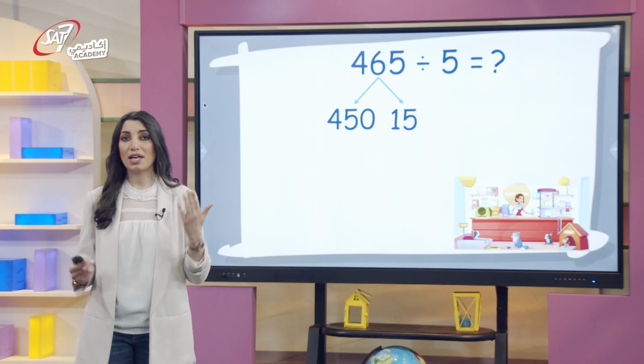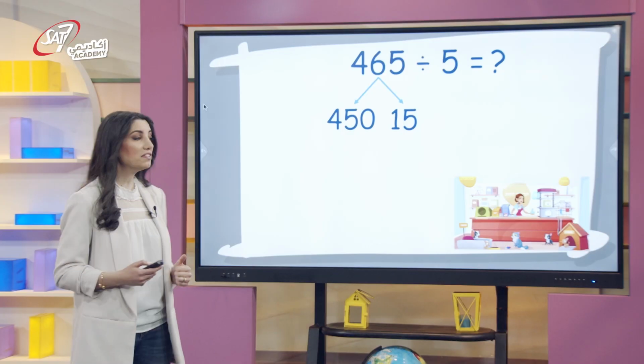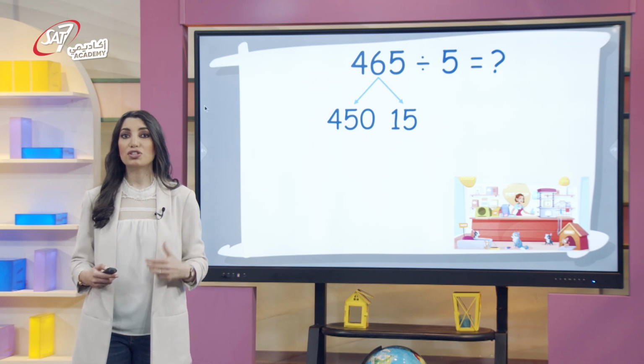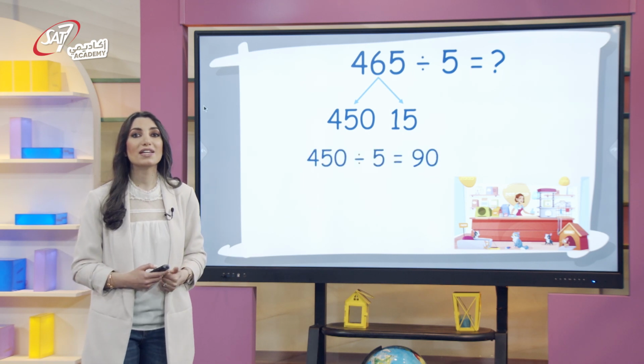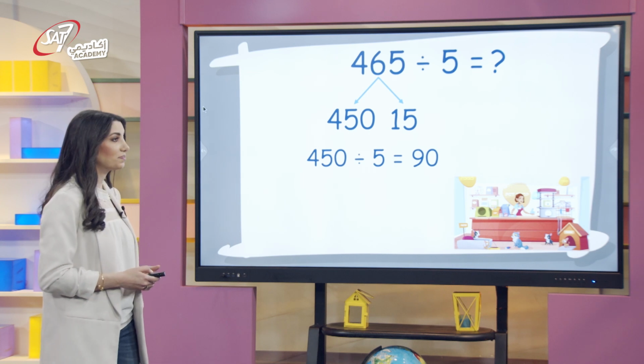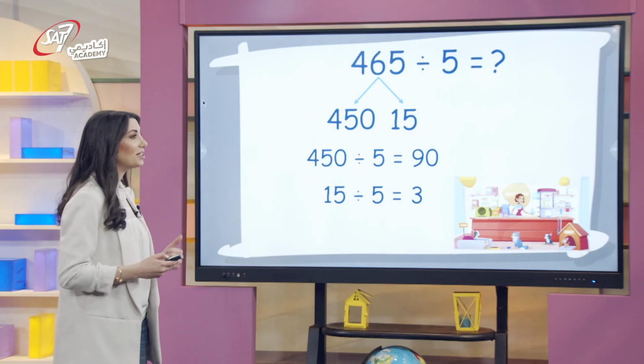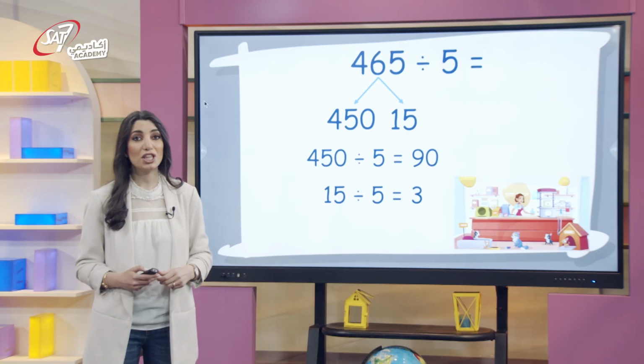That's easy. Ignore the 0. 45 divided by 5 is 9. So 450 divided by 5 equals 90. And 15 divided by 5 equals 3. Add both answers. 90 plus 3 equals 93.